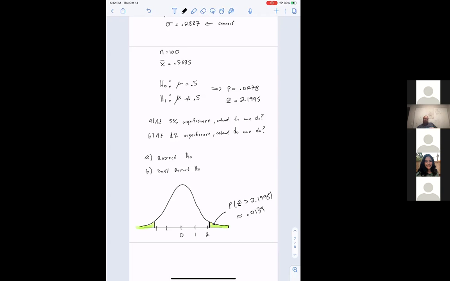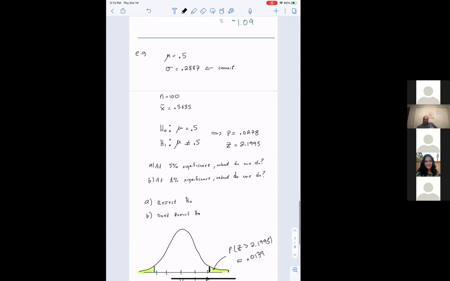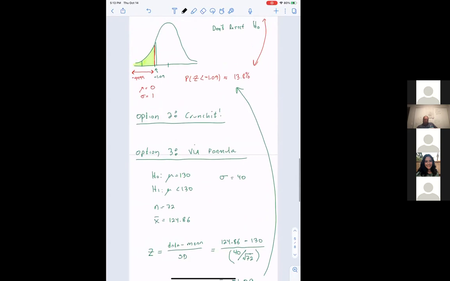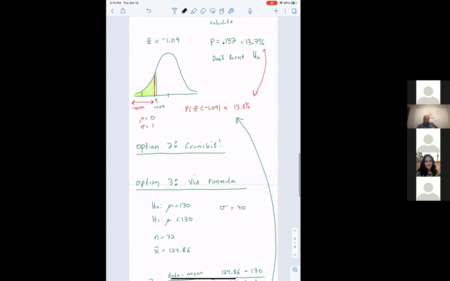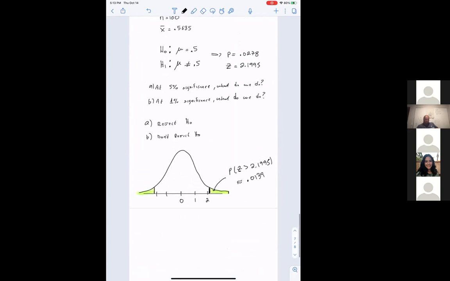Okay, or 0.0139. Now, in this case, when we did it on a calculator, we got exactly the same number as the p-value. The probability of being less than negative 1.09 was our p-value. But here, notice that we did not get our p-value. Why not?